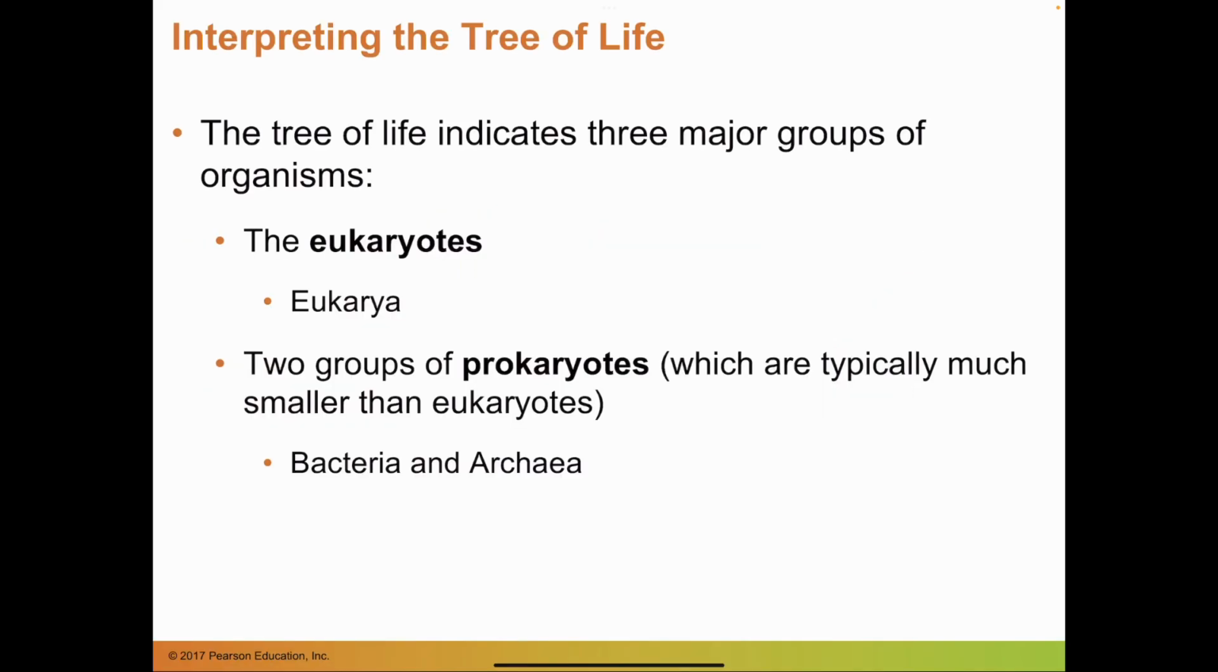Okay, and so a couple other things here. The Tree of Life is also saying that we've got 3 major groups of organisms. We've got our eukaryotes and our prokaryotes. The eukaryotes are what we are, humans, all the animals and plants. We all fall under the eukarya group of organisms. And then the other 2 groups of organisms are called prokaryotes, and that's going to be all your bacteria. And so there's 2 groups of bacteria called bacteria and archaea.